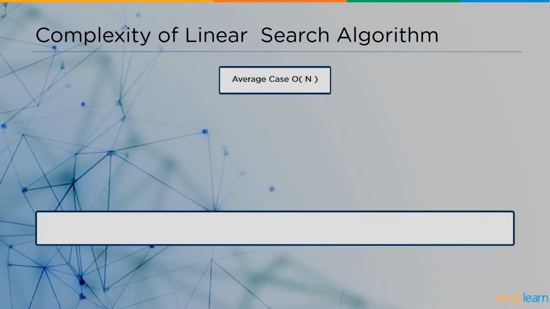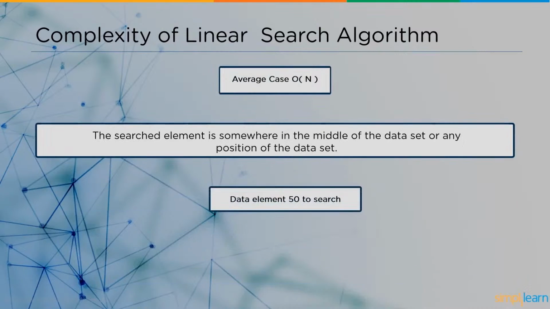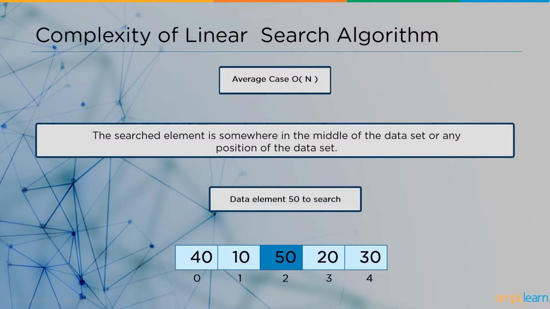Then, there's the typical case of linear search algorithm, which has big O of N and occurs when the search element is in the middle of the dataset or any point of the dataset. With the array containing the same search element 50, we can easily see that the element 50 is present in the center of the array at the location number 2.